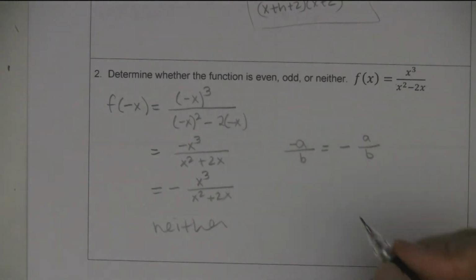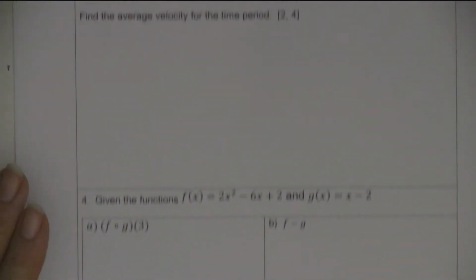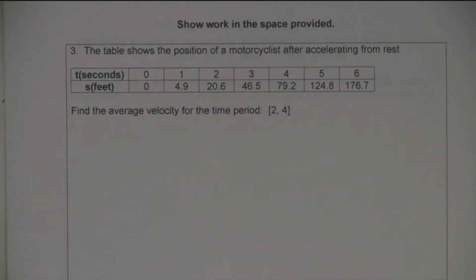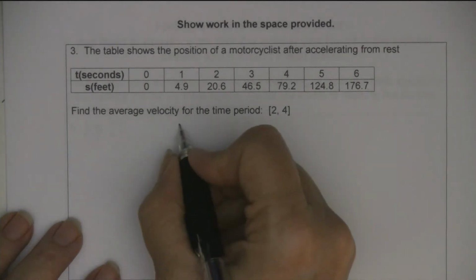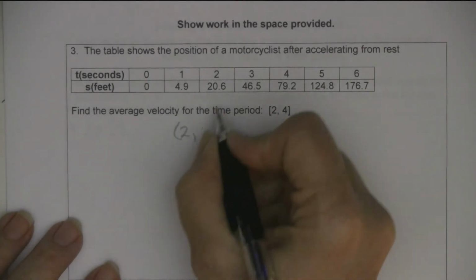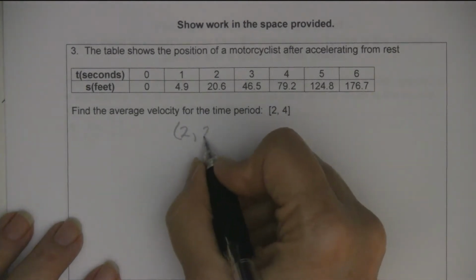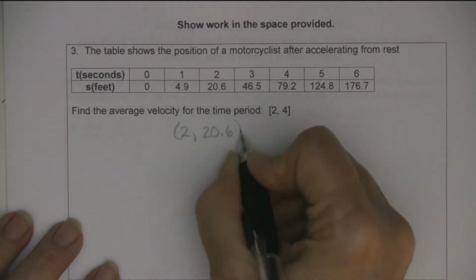And you do have to show your reasoning. It's not good enough just to say that it's neither, right? You have to show why you think it's neither. And then here it's asking us for the average velocity, which is the slope. And this is a time interval. So I can write this as an ordered pair. 2 and 2 goes with an output or a y value of 20.6.